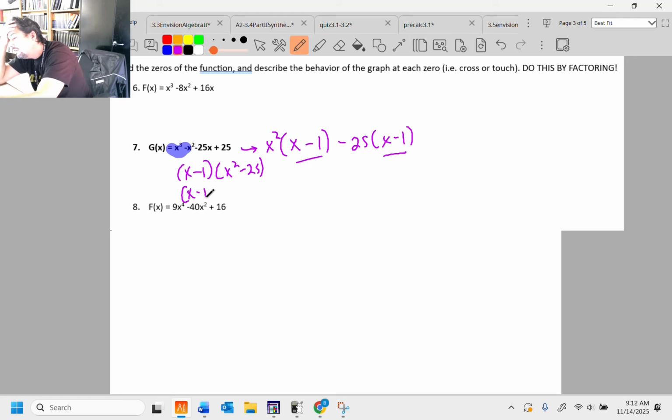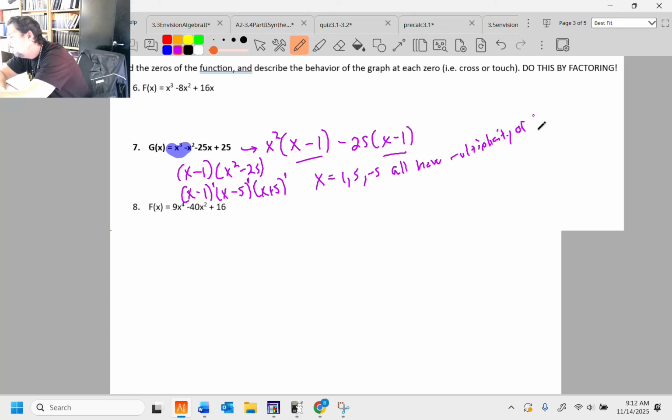X squared minus 25 factors as x minus 5 and x plus 5. Now, remember, multiplicity is determined by the exponent on the factor, and each one of those factors has an understood 1 for an exponent. So your zeros are x equals 1, 5, and negative 5, and they all have multiplicity of 1, which means they all cross.